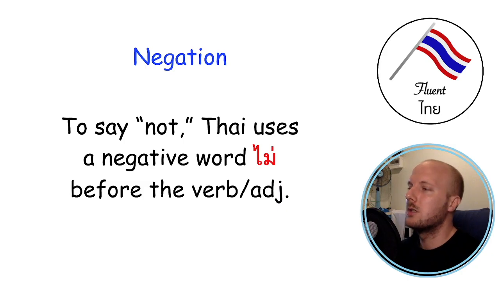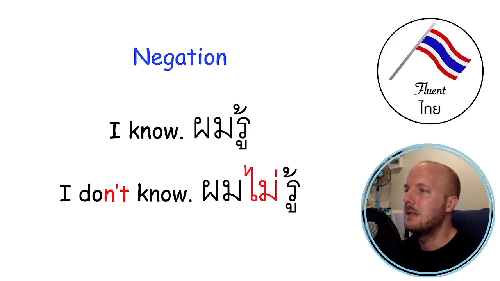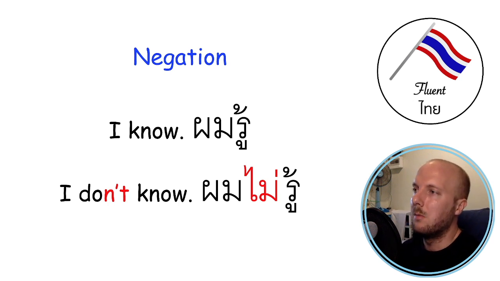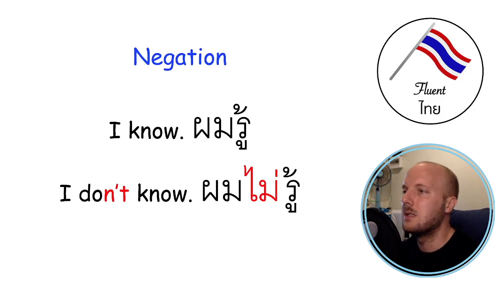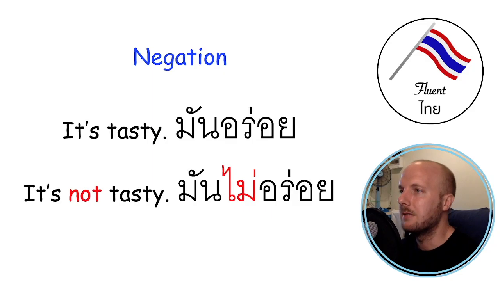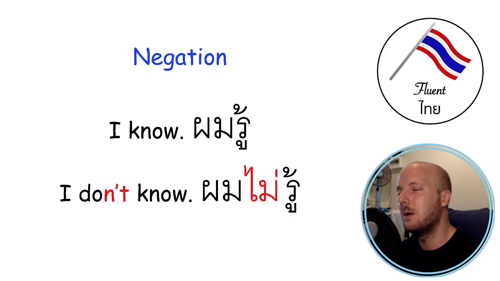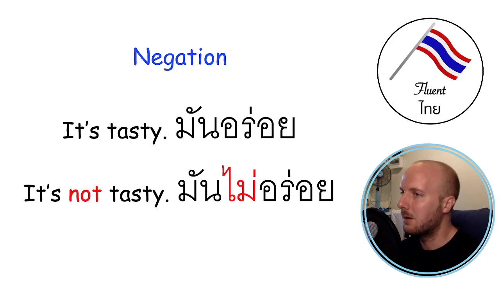Negation, to say not in Thai. Thai uses a negative word ไม่ before the verb or adjective. So for example, I know, ผมรู้, becomes I don't know, ผมไม่รู้. This is the same word before a verb or before an adjective. So if it's an adjective, for example, it's tasty, มันอร่อย. It's not tasty, มันไม่อร่อย. Alright, so ผมรู้, ผมไม่รู้, มันอร่อย, มันไม่อร่อย.